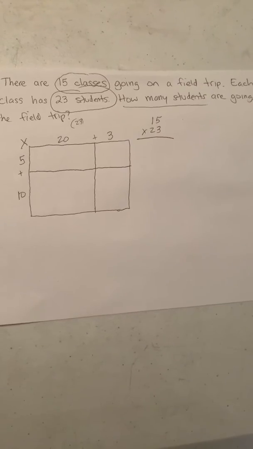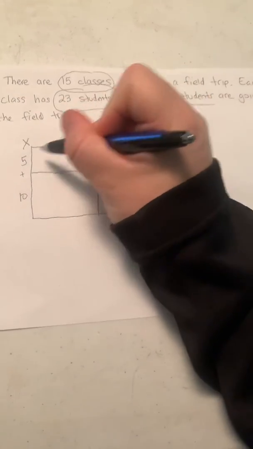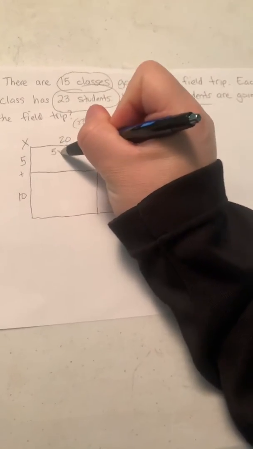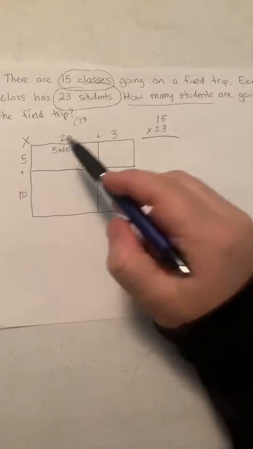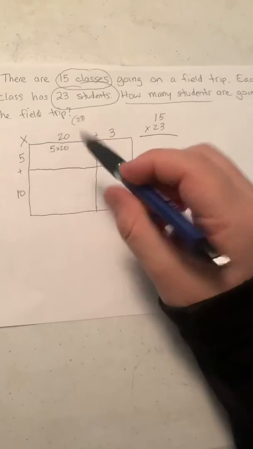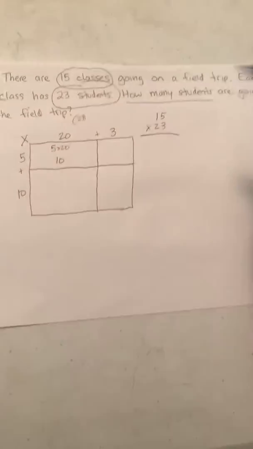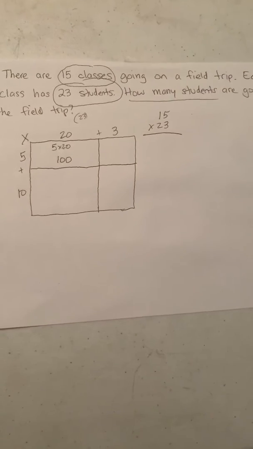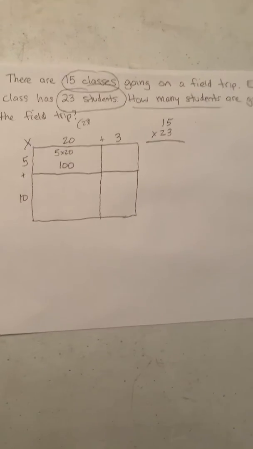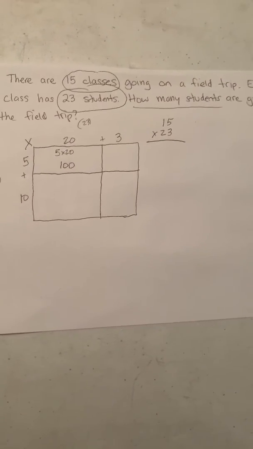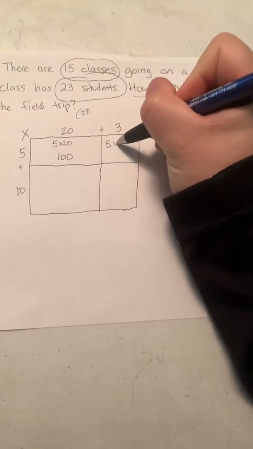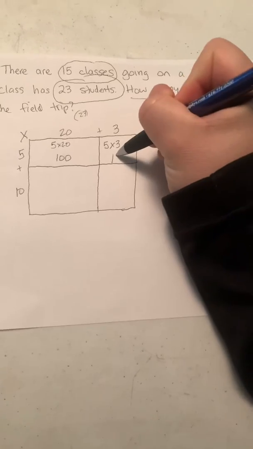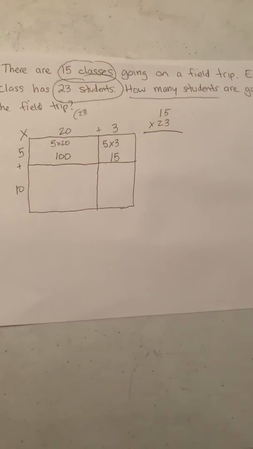So first, I'm going to do the first box. This is a 5 by 20. All right. To do this easily, I know that 5 times 2 is 10. And I have one more 0, so I'm going to put that on there. So now I know 5 times 20 is 100. And even if you roll your 20s 5 times, 20, 40, 60, 80, 100. My next one is going to be 5 times 3. I know that's 15.